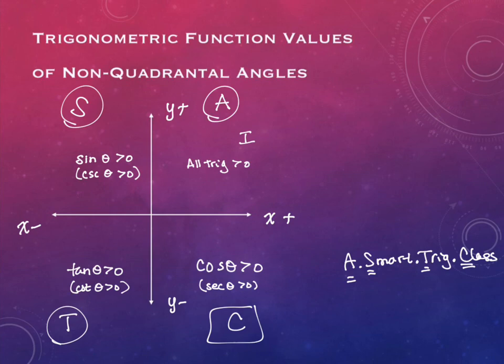And we ended up right here where we were taking a look at the non-quadrantal angles, like the spaces of the actual quadrants. So in quadrant 1, all of our trig functions are positive. In quadrant 2, only sine and its reciprocal are positive. Quadrant 3 is tangent, and quadrant 4 is cosine. And each of them have their reciprocals that go with them. And we had an acronym, A SMART trig class, to help remember which one is where.